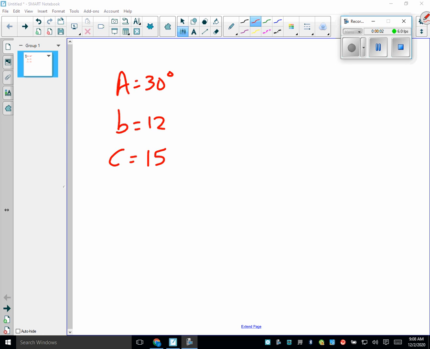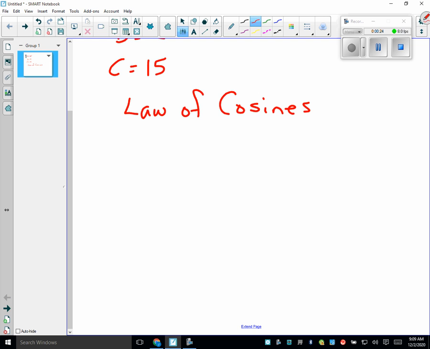We can't. So law of sines does not always work. Because law of sines does not always work, it would not work for this one. We have another rule, which we call law of cosines. All right? Law of cosines. There are three things to law of cosines, three parts.